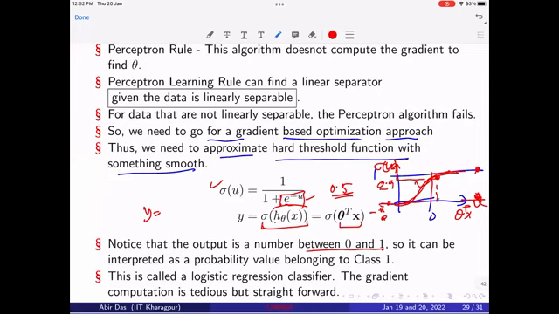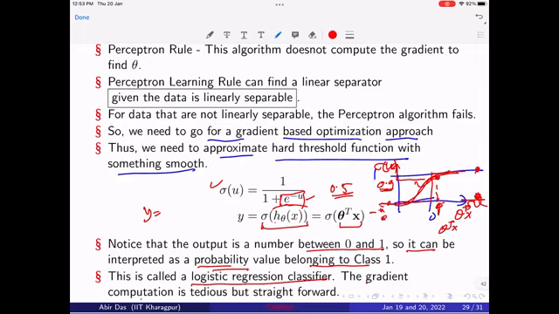Suppose this is 5, and say this is 1. If theta transpose x is 1, then you can say that the data belongs to class 1 with 90% probability. That's a nuclear explosion with 90% probability. So you get a probability value, which can be interpreted as the probability of belonging to class 1. This is called a logistic regression classifier. If you have taken a machine learning course, this should have been discussed.